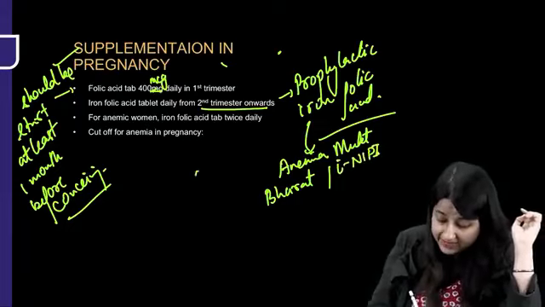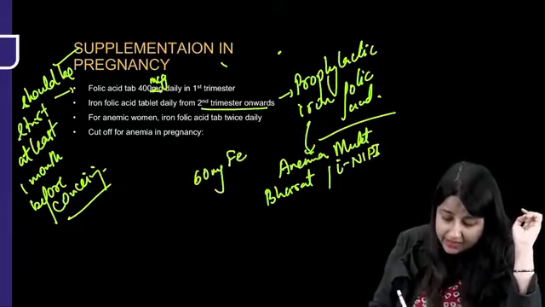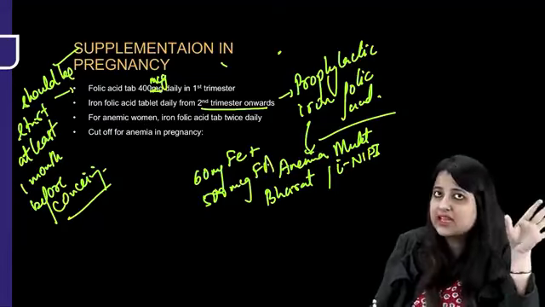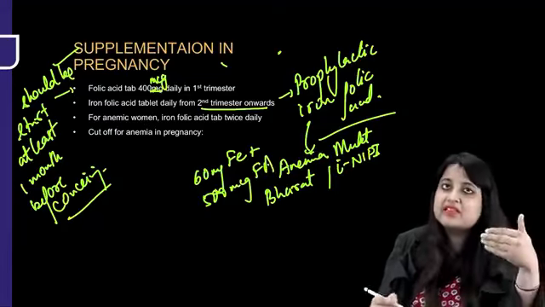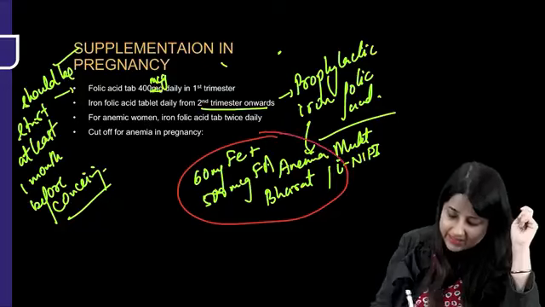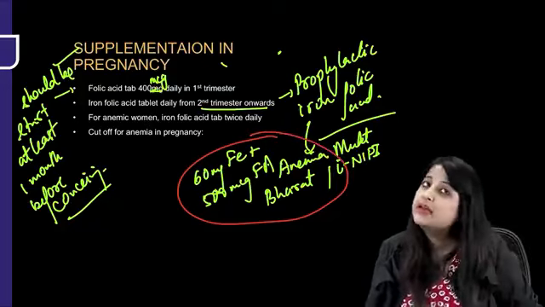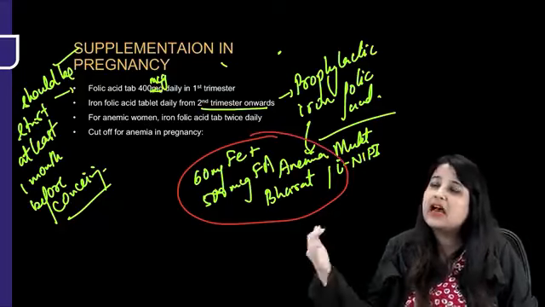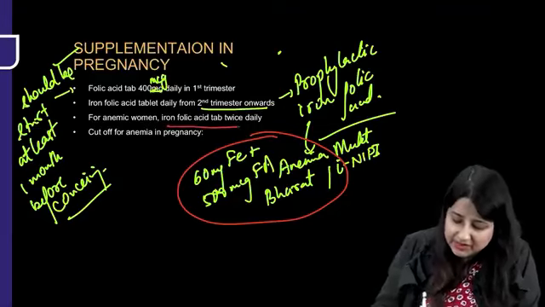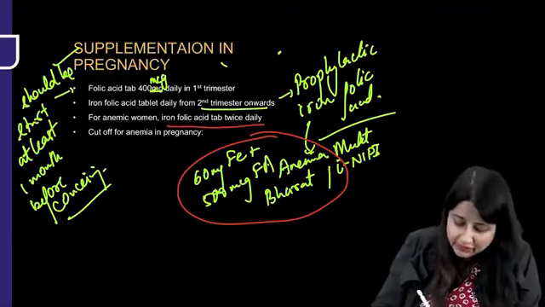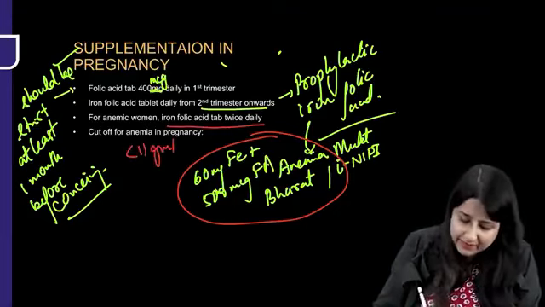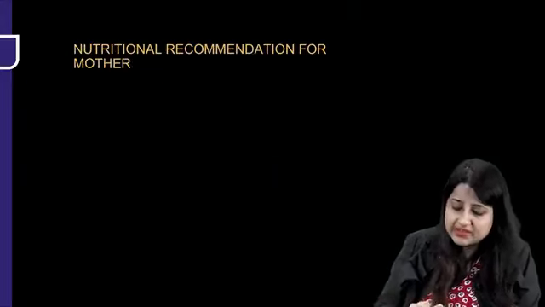And how much are we offering? 60 milligram elemental iron plus 500 microgram folic acid. WHO says from the first trimester, take 400 microgram. Then in the second trimester in India, we are giving prophylactic iron folic acid doses, 60 milligram elemental iron and 500 microgram folic acid, right from the second trimester up to 6 months after delivery. For an anemic woman, we need to give iron folic acid twice daily. The cutoff for anemia in pregnancy is less than 11 gram per dL. Those are some of the important things that you must know.